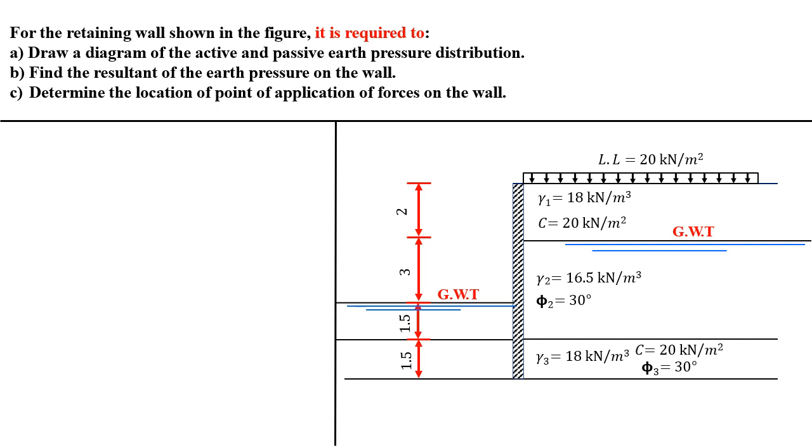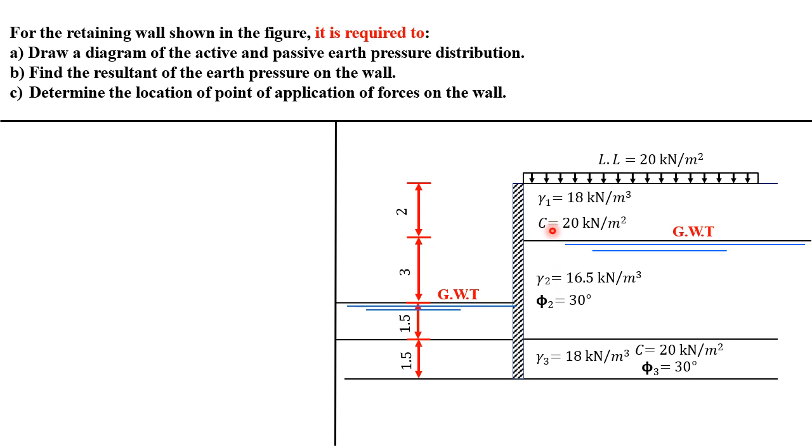So here we have a big problem. We have a retaining wall. The depth of excavation is 5 meters and the groundwater table is not at the same elevation on both sides of the retaining wall. Here it's 2 meters below the ground level, and on the left hand side it's on the ground level.